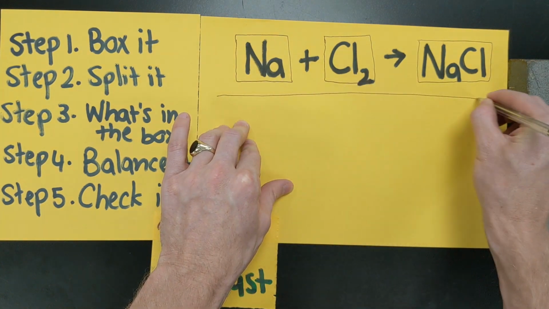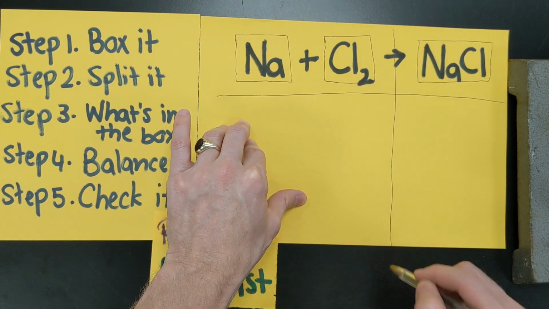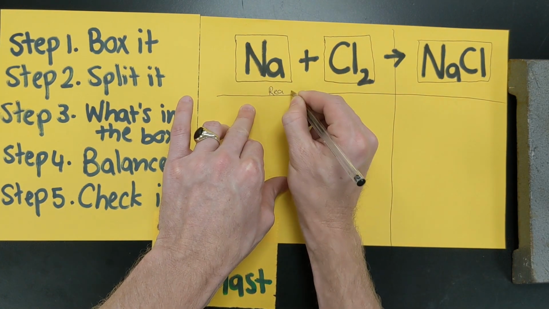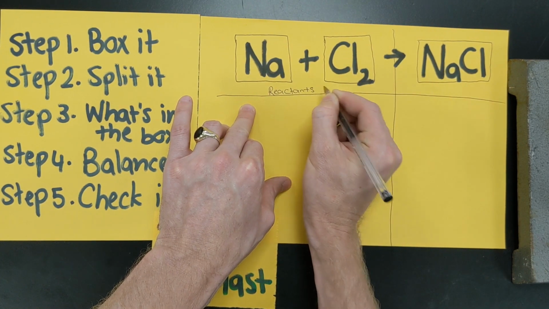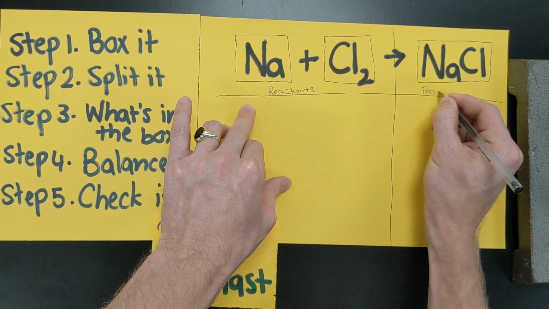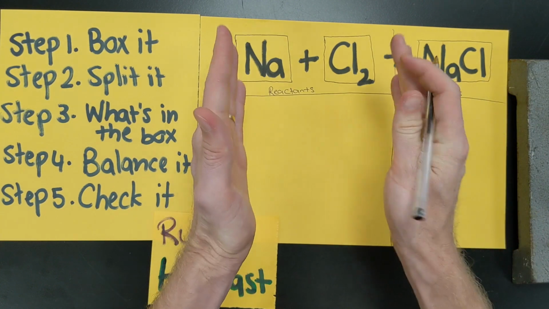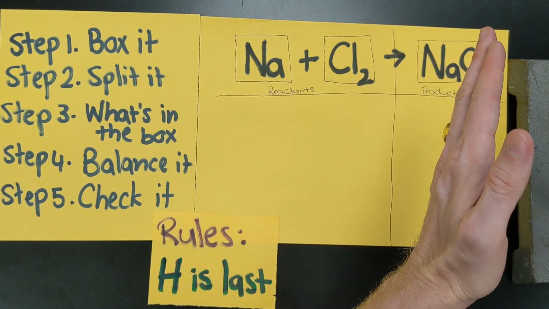What we're going to do is put a lovely line down there. We've split our sides up because this side is our reactants and this side is our products. Now consider these two sides like you and your siblings. Everything on this side has to be exactly the same on that side.